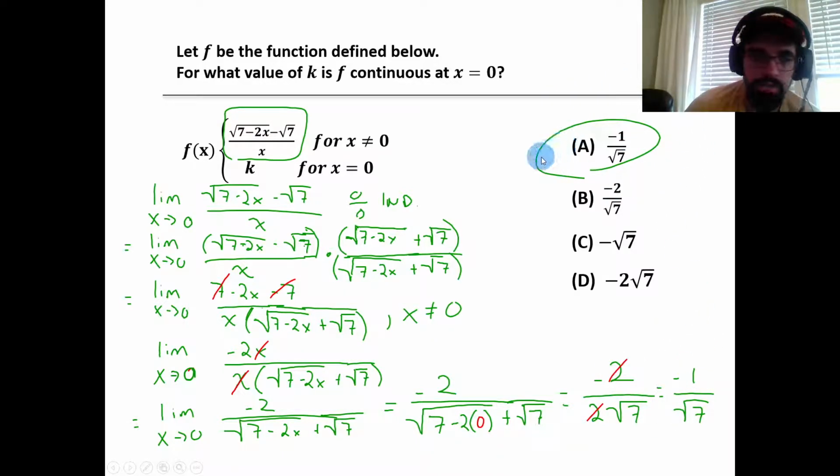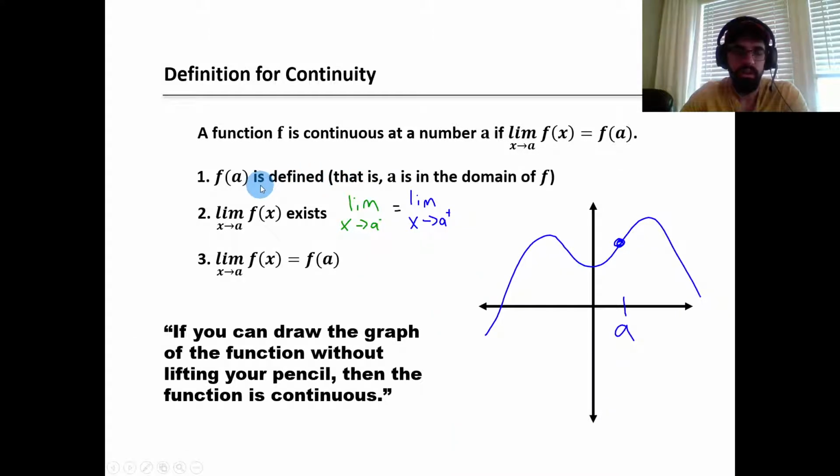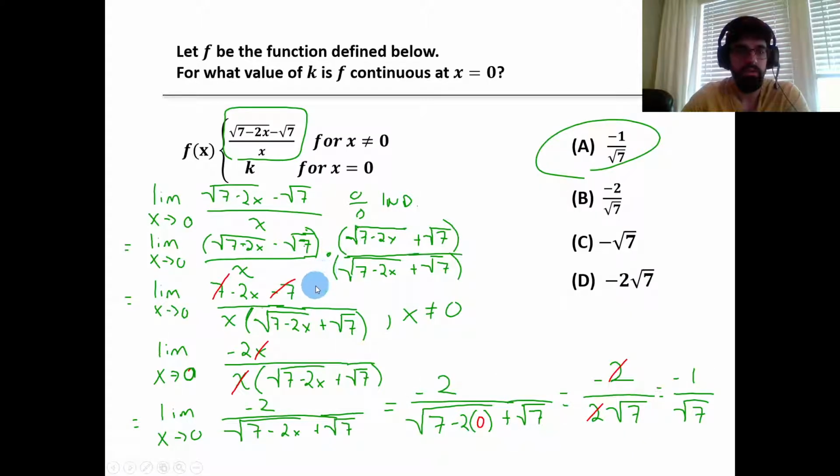So A would be correct. Before I jump the gun and answer that, though, we would say our definition was: f of a is defined, check. The limit as x approaches a exists, check. The limit is negative 1 over square root of 7. And now I want to show that the limit is equal to f of a, which we're going to define because it's defined as k right now. So jumping back to this problem, if we define k as negative 1 over square root of 7, then we have effectively plugged the hole and made our graph continuous. So we've done our due diligence. The answer is A.